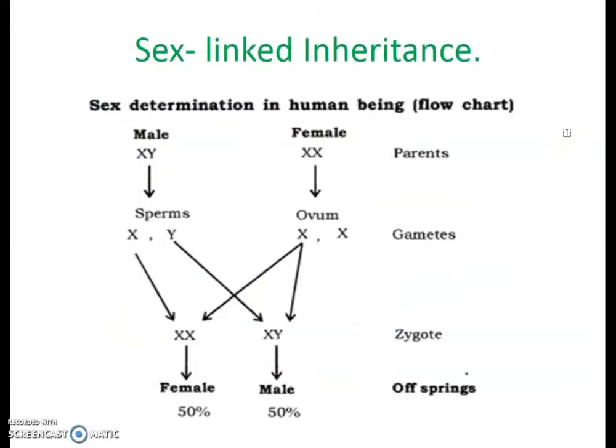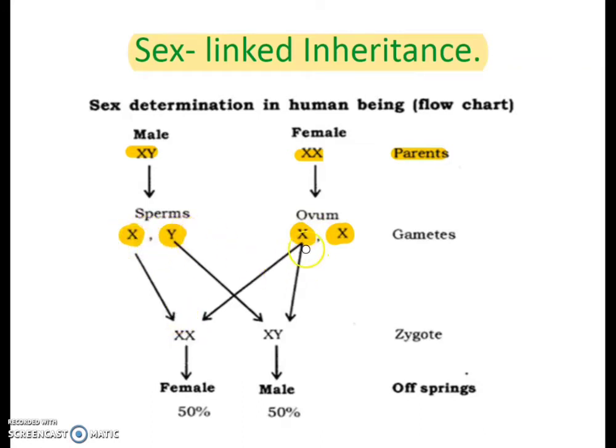In short, we will see the sex-linked inheritance. This is the male. Here we consider only the sex chromosomes because autosomes are the same in male and female. In the male there are XY chromosomes, and in the female there are XX chromosomes. Suppose these are the parents. The male produces two types of sperms, X and Y, and the female produces only one type of egg, X. Here there are two types, X and Y.